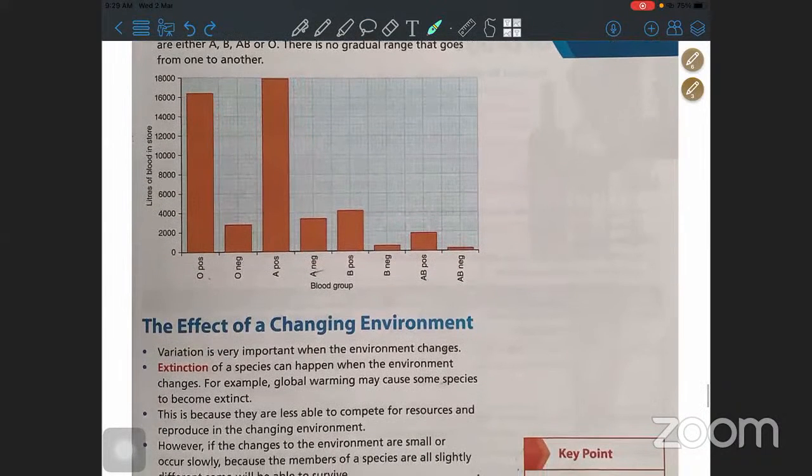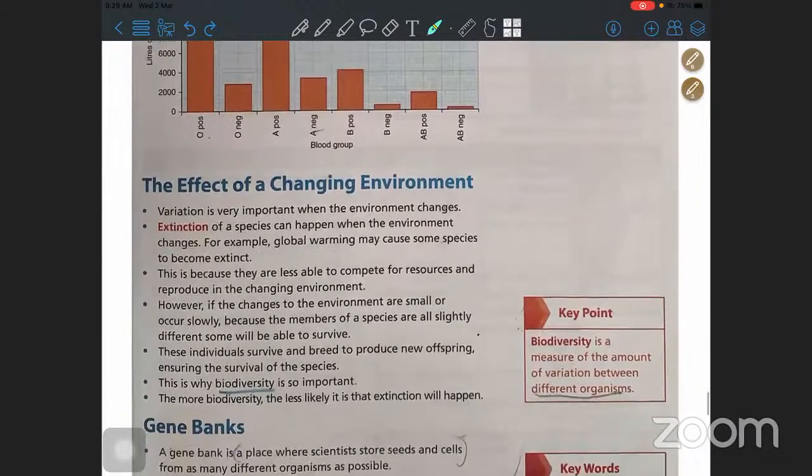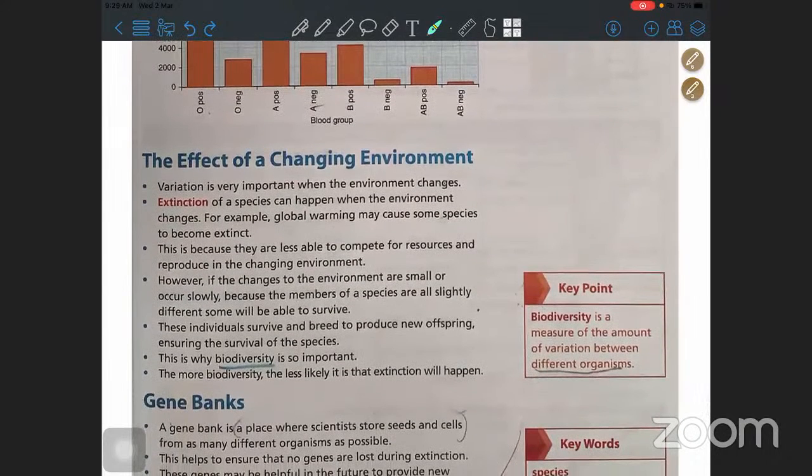The effect of the changing environment. Why does variation occur? Variation is very important when the environment changes. Extinction of a species can happen when the environment changes. Extinction means that the whole species disappeared and is gone. This is because they are less able to compete for resources and reproduce in the changing environment.